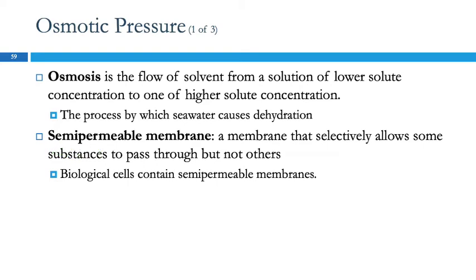So semi-permeable is permeable to some things and not to others. So a lot of biological membranes are permeable to water, but not to other substances like sugar or some ionic compounds.